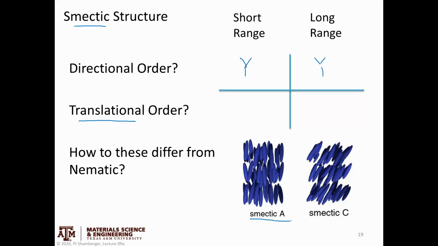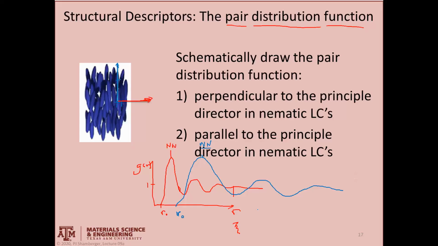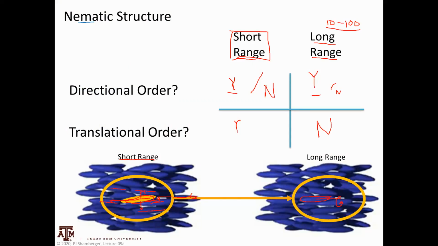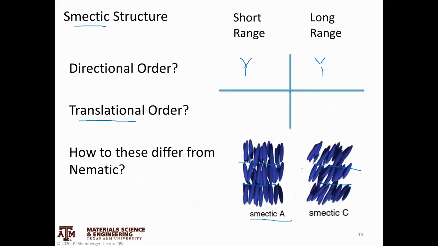They could be pointing perpendicular to these layers, or they could be tilted. So that's the difference between smectic A or smectic C. But the biggest difference between smectic structures and nematic structures is that smectic structures have these layers that we don't see in the nematic structures. So I could call this layer 1, 2, 3, and the molecules tend to fall in one of those layers.